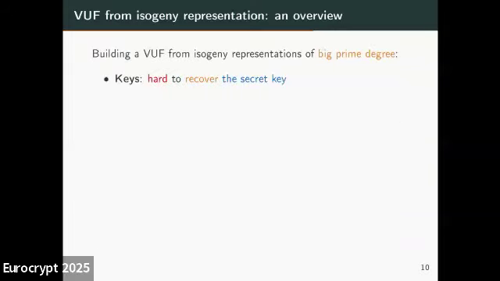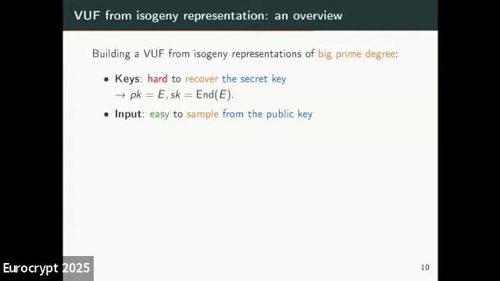Okay, so now I can give the intuition about the construction. I'll just go step by step to give you a high-level idea of how this might work. My first step is to have something which will act as my keys, public keys and secret keys. The main thing I require from my secret keys is to be hard to recover. So what I can take is the usual thing we do in isogeny-based cryptography: my public key will be some curve, and my secret key, the endomorphism ring of that curve.